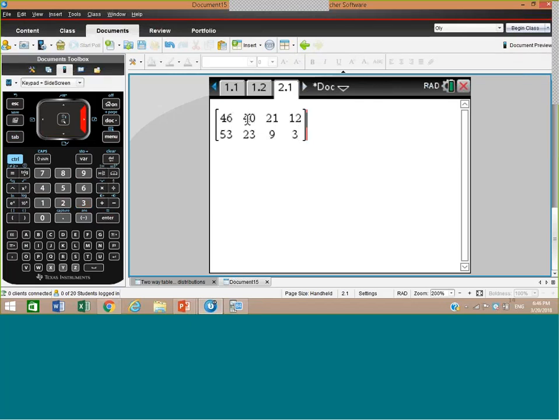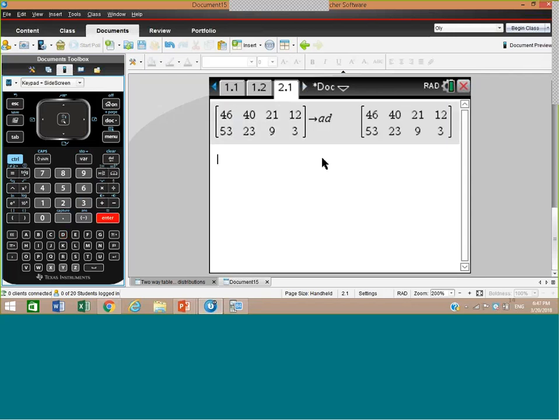And then we want to store this matrix. So I'll press Control and then Store. It's above this variable key, and it gives me this store arrow. Works the same way as on an 84. And I'm going to call it AD for Age at Diagnosis. And now that we've got that matrix entered, then we're ready to go ahead and do a chi-squared analysis.